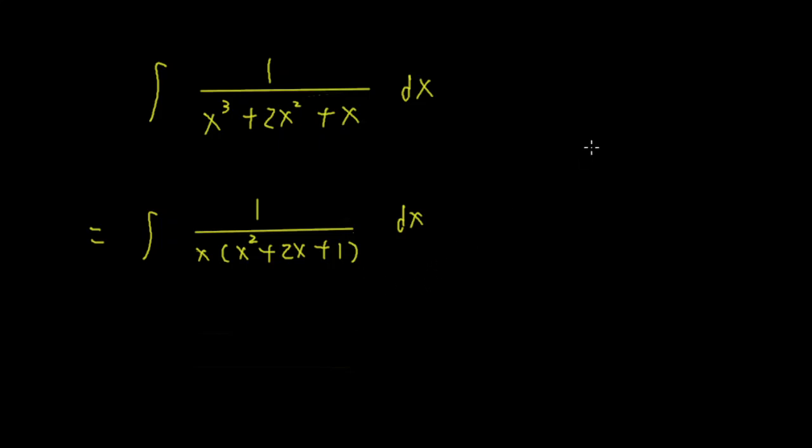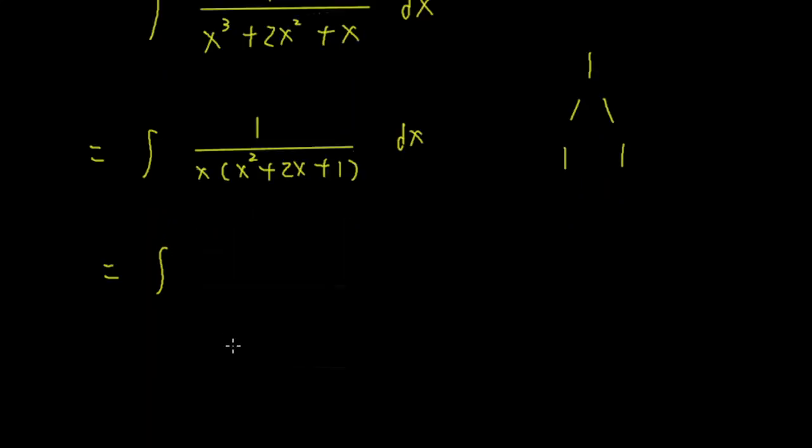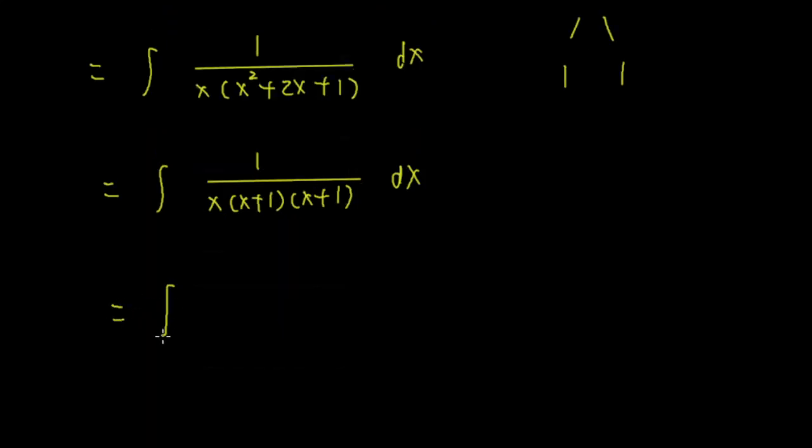Now think about two numbers that when you multiply together give you 1, and when you add together give you 2. That will be 1 and 1. So I can rewrite this as the integral of 1 over x times (x plus 1) times (x plus 1) dx. Knowing that (x plus 1) times (x plus 1) is the same as (x plus 1) all squared, I can rewrite this as the integral of 1 over x times (x plus 1) all squared dx.